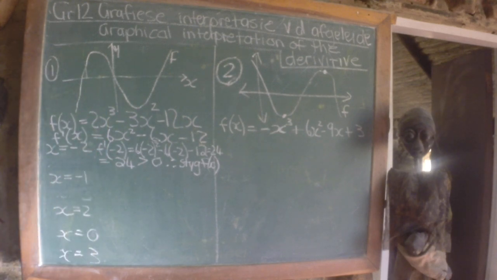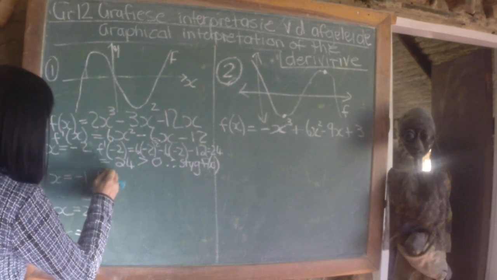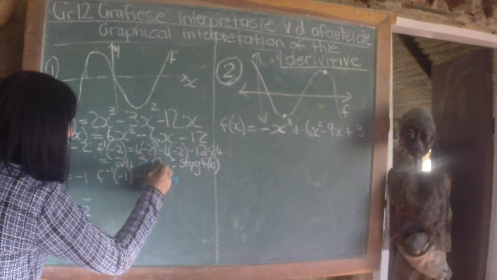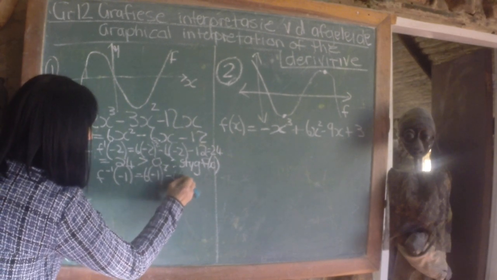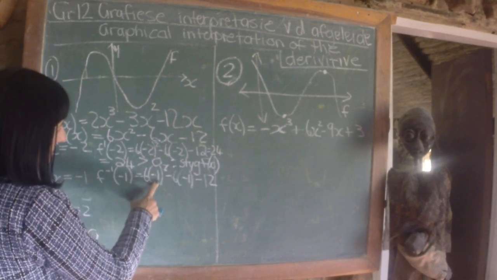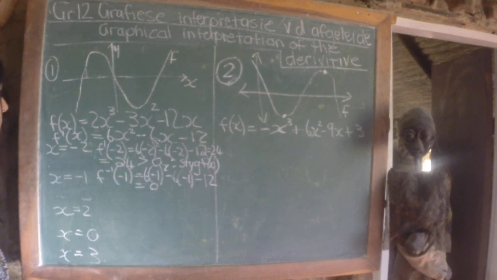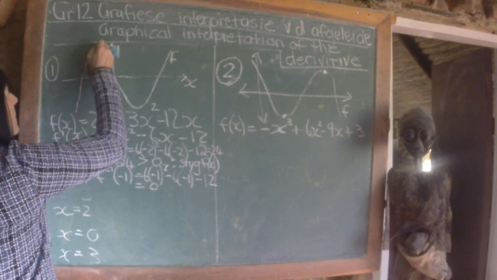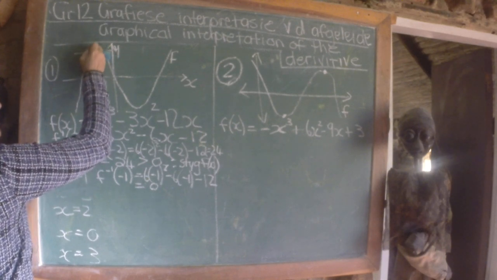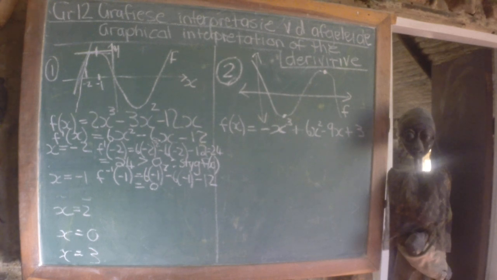Ok, let's check it, minus 1. Minus 1 is more to that side. Kom ons gaan doen substitusie weer in minus 1 in. Jy gaan binne in die afgeleide minus 1 insit, dan kry ons minus 6, minus 1, minus 12. Ons kyk, kry ek, 6 mal 1 is 6, plus 6 is 12, minus 12 is 0. So, die afgeleide is 0, so die draaipunt is daar by minus 1. Want my afgeleide is dan 0, so dit is by my draaipunt.